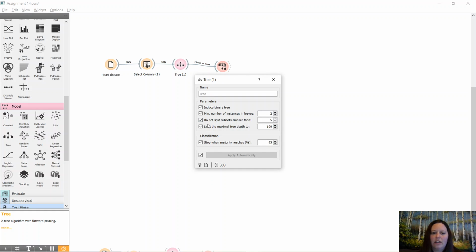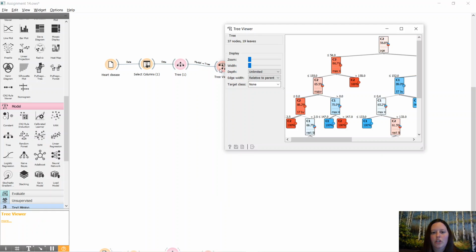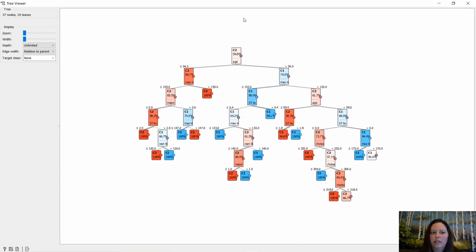This is exactly what Orange came up with on its own: a minimum number of two instances in leaves, and do not split the subset smaller than 5. Let's see what our tree looks like. Wow, we have quite a big tree.